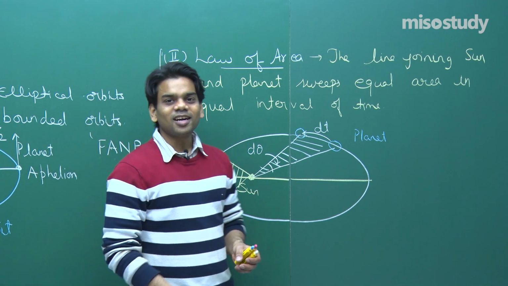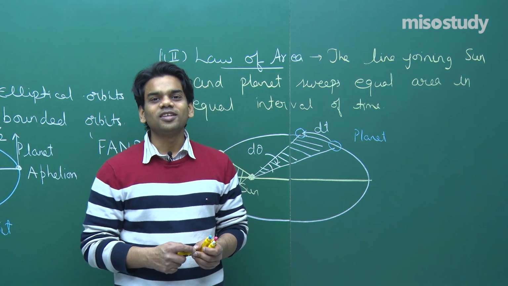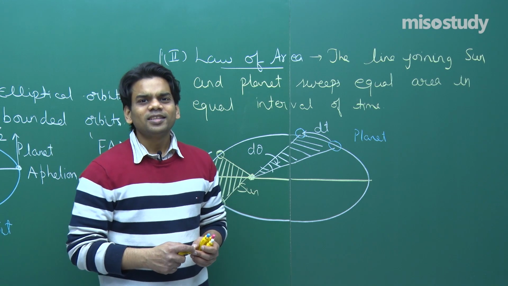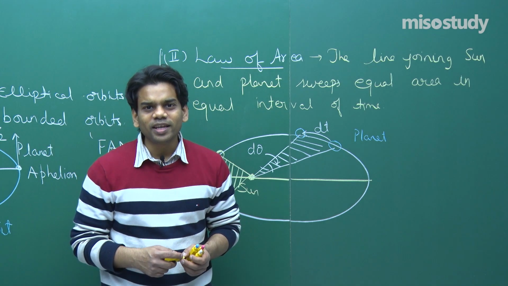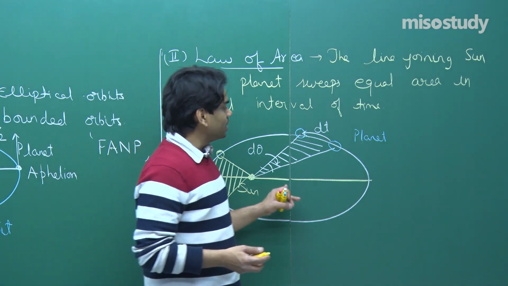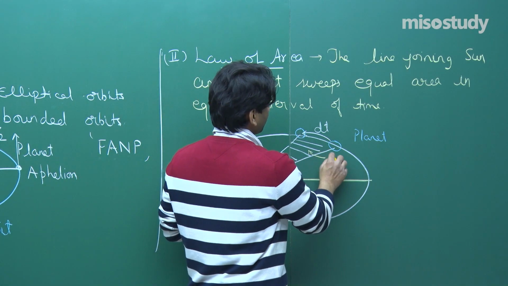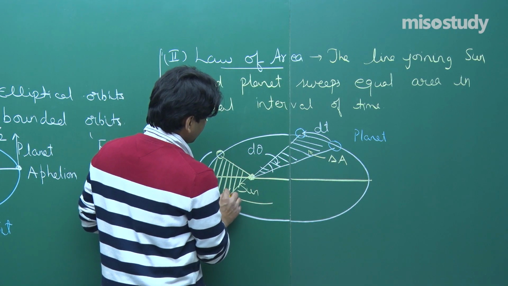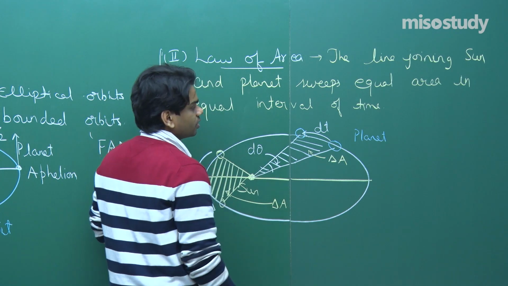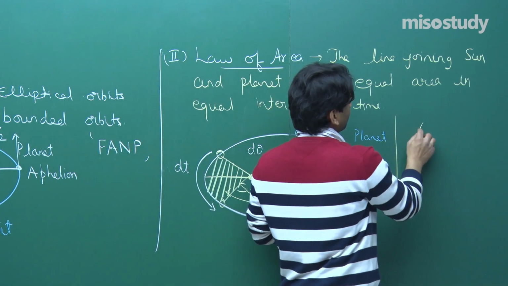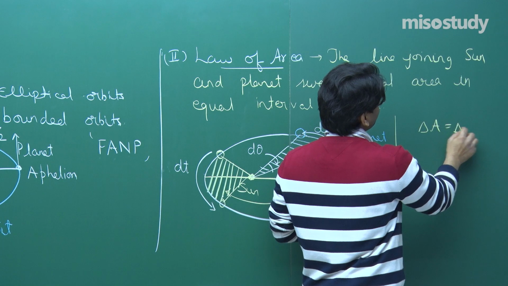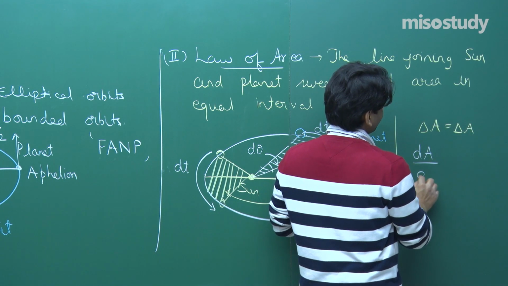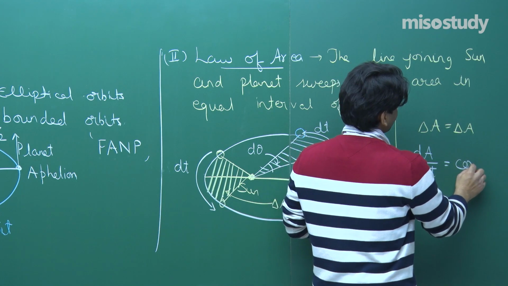Kepler's second law says that in the same time interval, the line joining sun and the planet sweeps equal area in equal interval of time. That is, the rate of sweeping of area is constant. Now that means if I mark this area as delta A, this area will also be delta A. This you should be very well aware of. Both the areas will be equal, or let me write the law: dA by dt is constant.